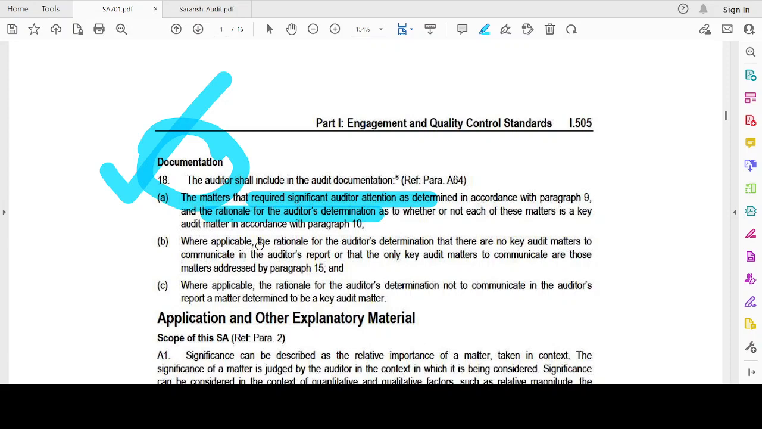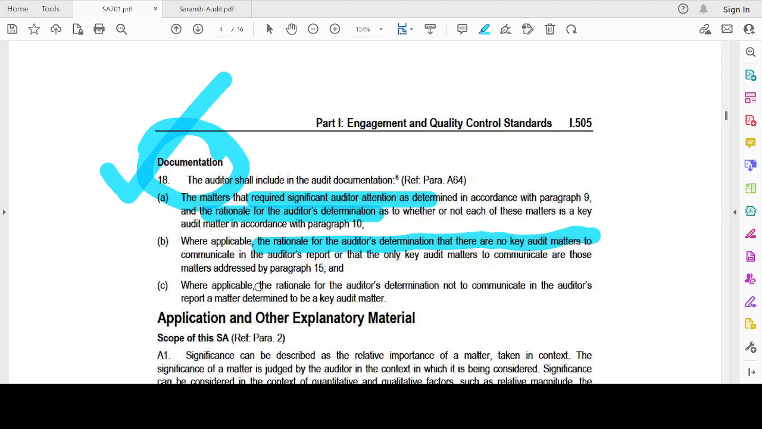Where applicable, the auditor's rationale for the determination that there are no key audit matters to be communicated. See, I have to say why, even though there are some matters communicated with TCWG, I'm not giving those as key audit matters. I have to give a rationale for that.